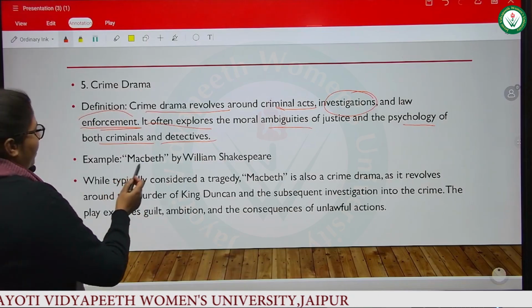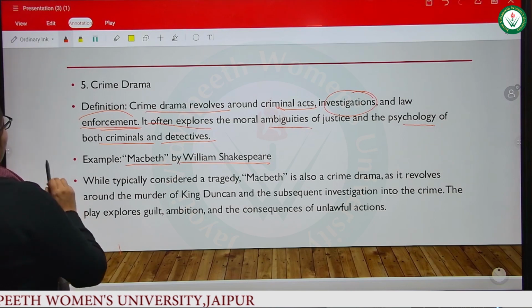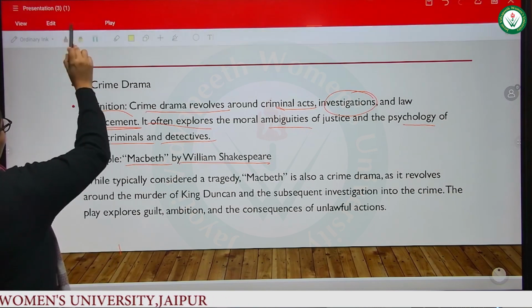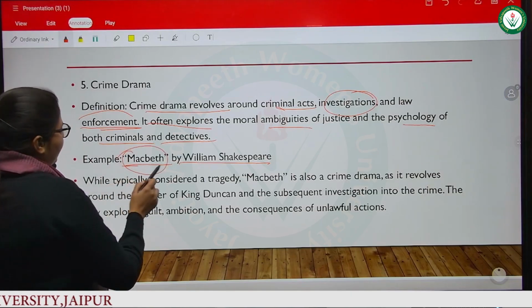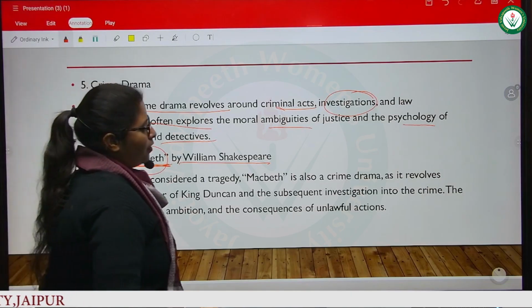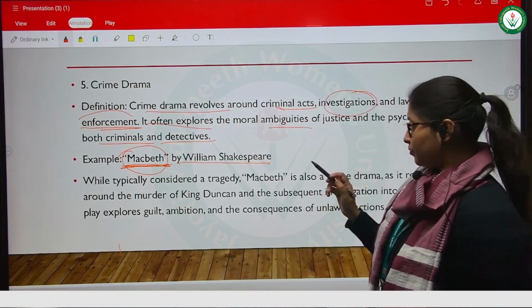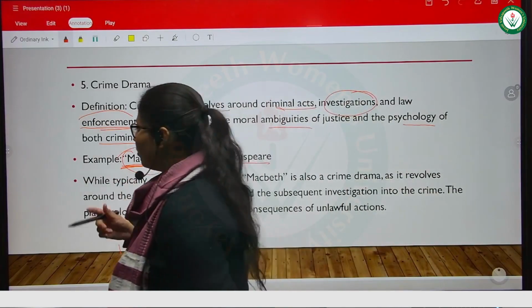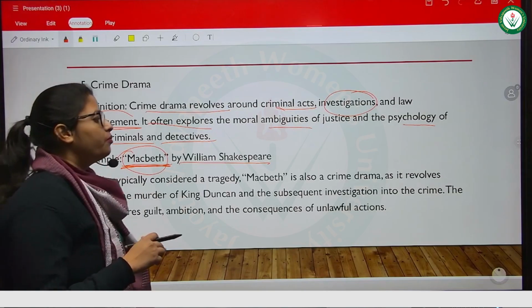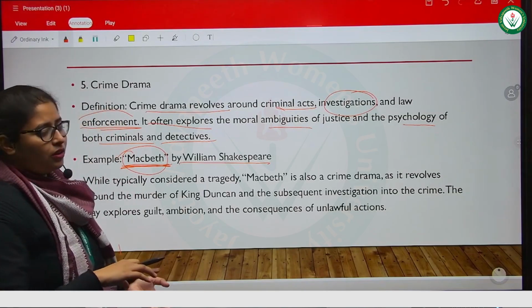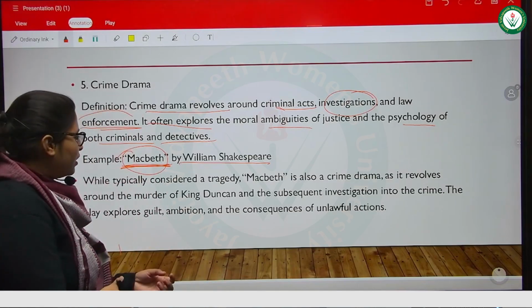For example, Macbeth by Shakespeare. When we discuss Macbeth, we see that Macbeth is seen as a criminal, and how gradually he gets out of his character, out of the situation, and how tragically he meets his death.